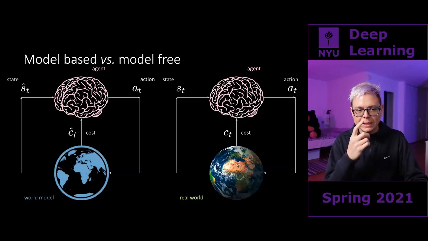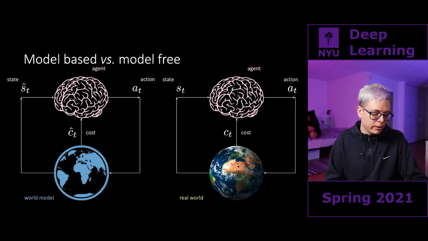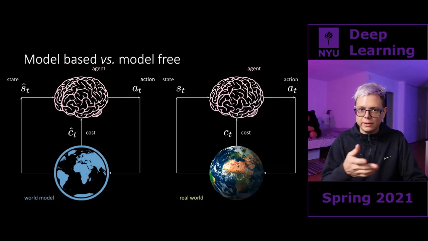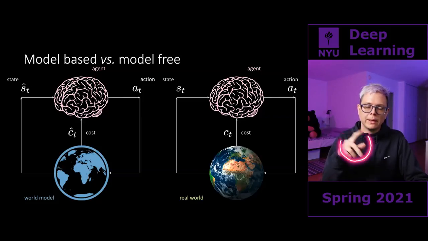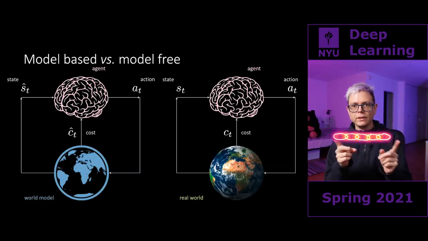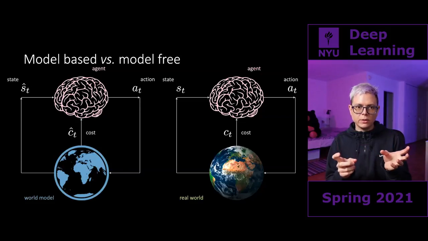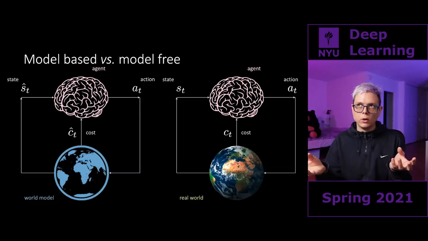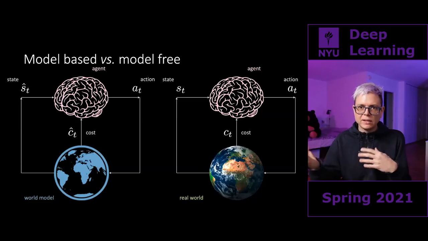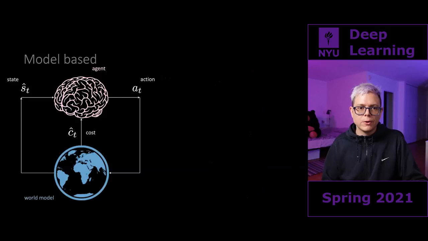Anyway, the point is that here we are going to be using a model of the world in order to do this thing we've been doing for the last two lessons, which is backpropagation through time. In this, a chain between agent or policy or controller and the world model or forward model or state update equations, right? Cool. So, model-based.